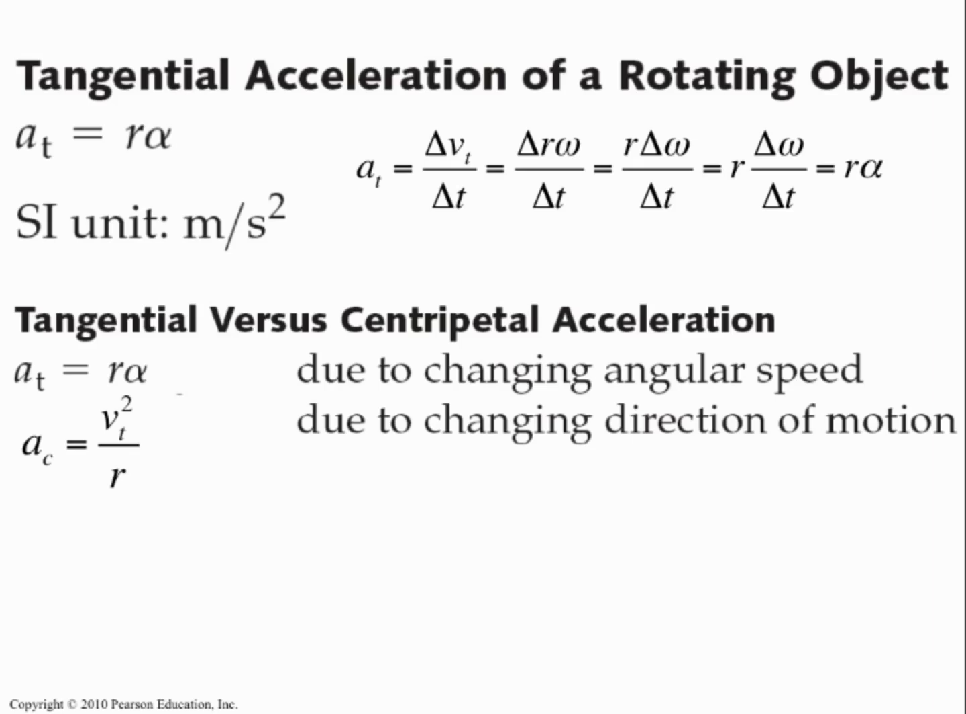Now, a useful way to rewrite a sub c is this. A sub c equals r omega squared. Remember that v t is just the same as r omega, as we already learned. So we replace v sub t with r omega. Then we square that, we get r squared omega squared over r, and that simplifies to r omega squared. This is a helpful way to rewrite a sub c, so you should write that down as an equivalent way to write a sub c.